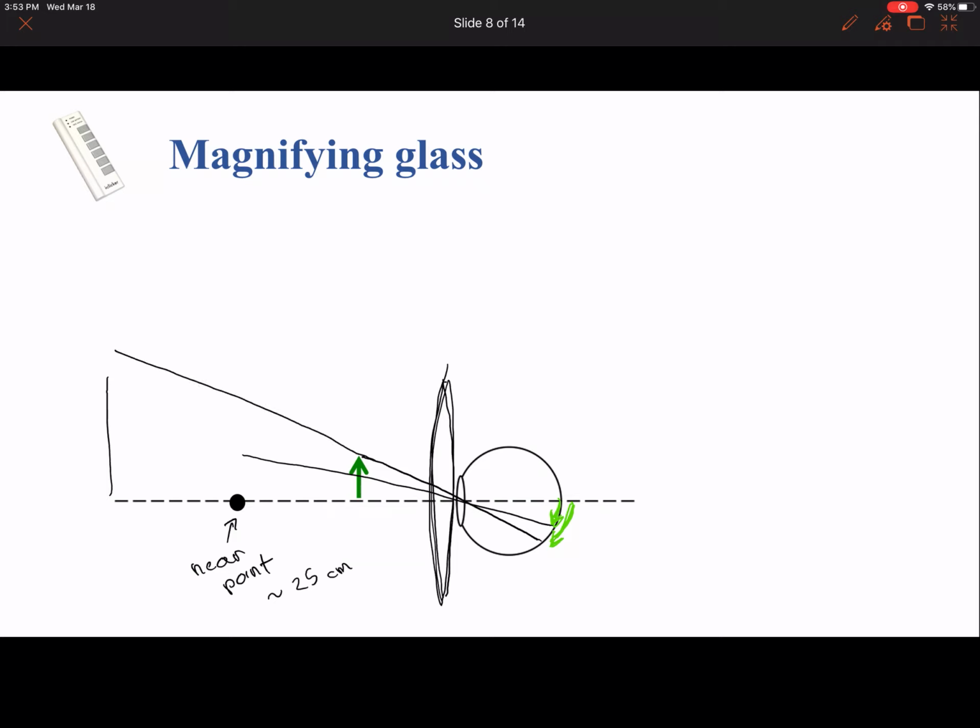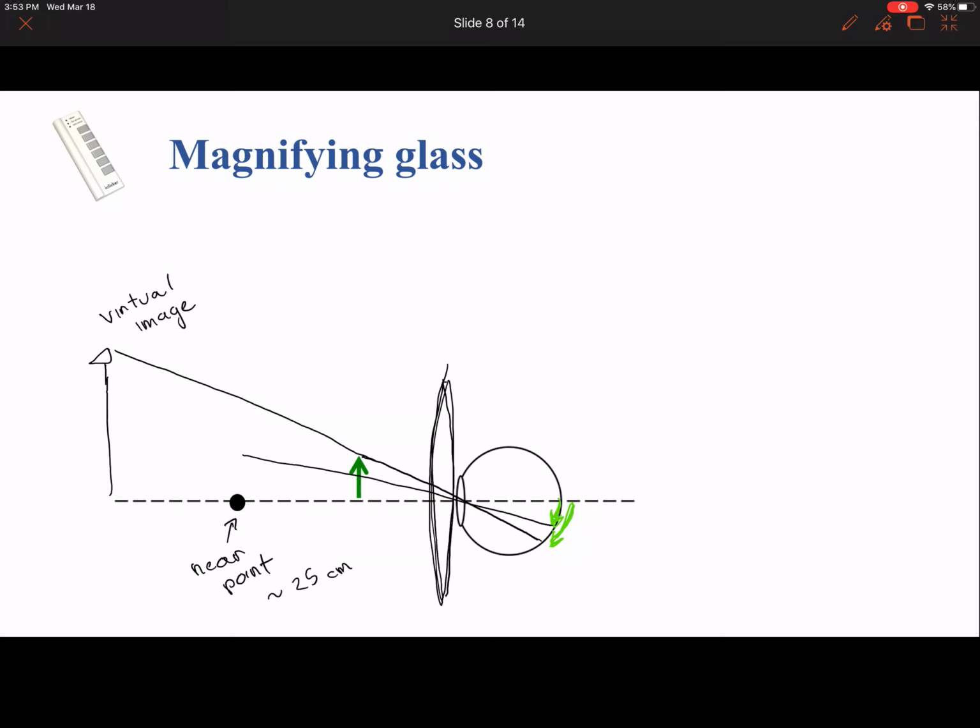It'll still give off this ray. So here I use this magnifying glass. I use this converging lens to create a virtual image of my object that's far enough away that I can actually see it, that I can focus on it. But it takes up a larger angle on my retina.